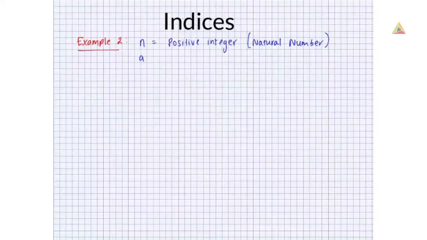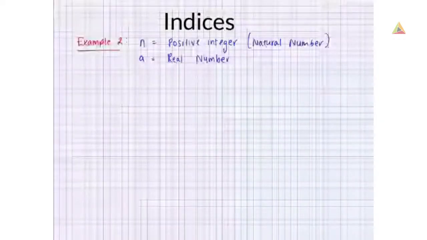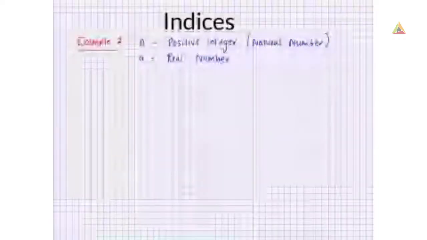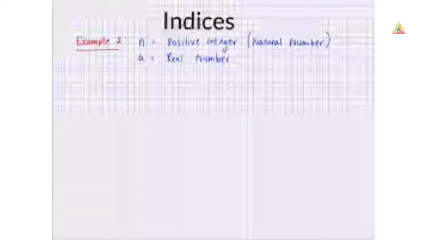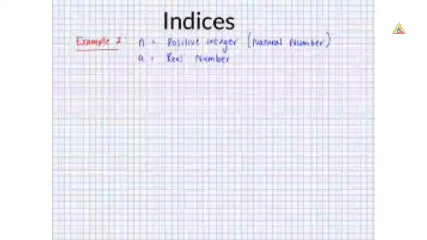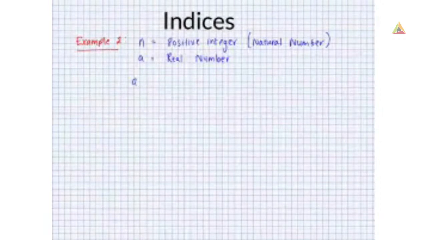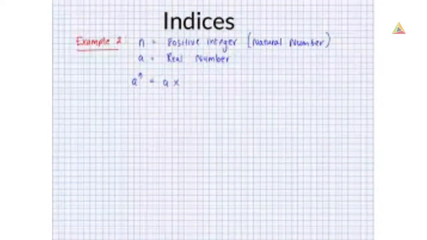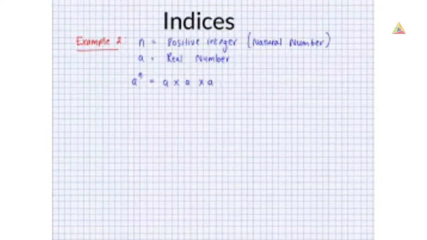And if we said a was just another number, so it's a real number. We know what real numbers are from looking at our notation of natural numbers and integers. So real numbers, you're including everything. So n is a positive integer, which is a natural number, and a is a real number. So if we wrote down a to the power of n, that would be a by a by a, and it would continue on.